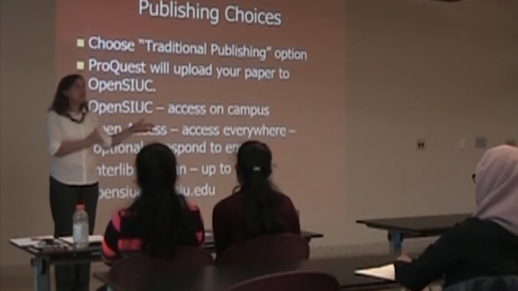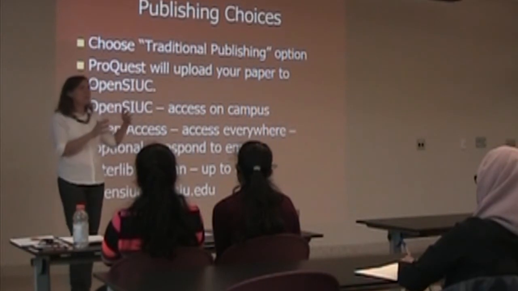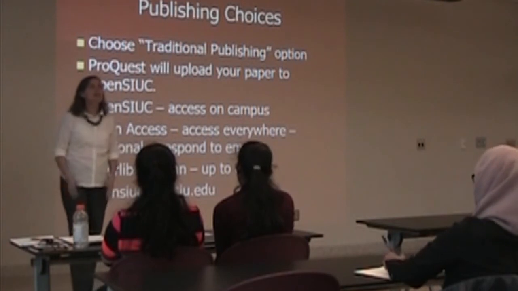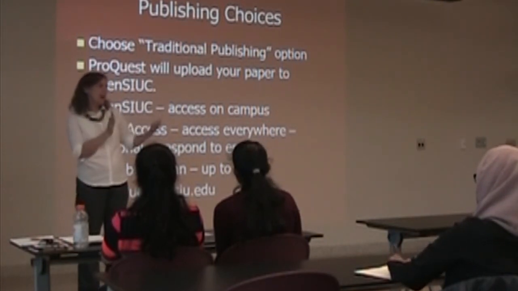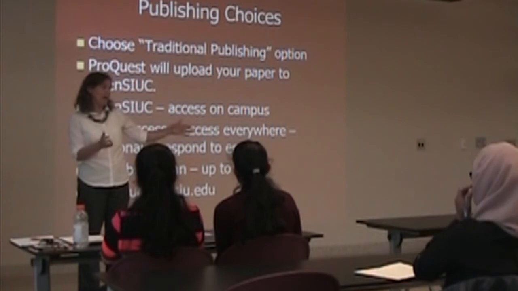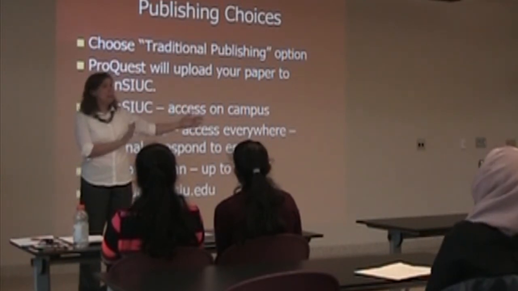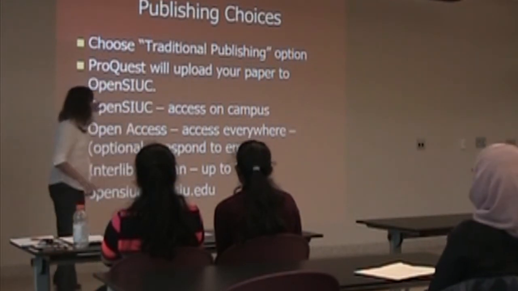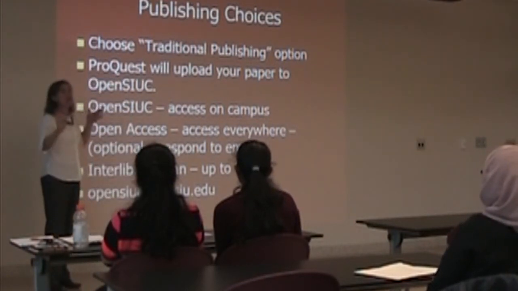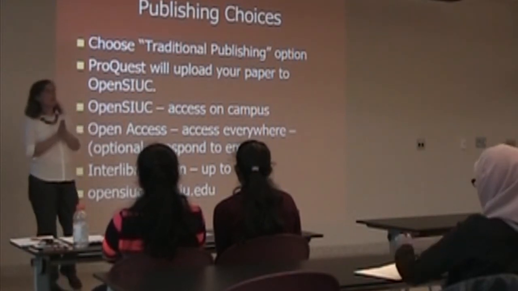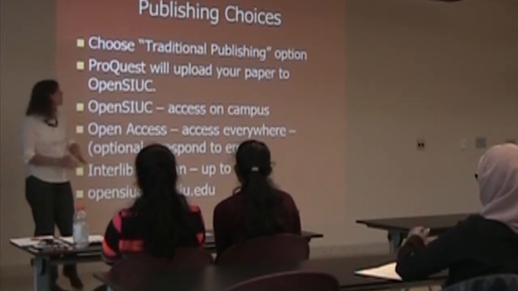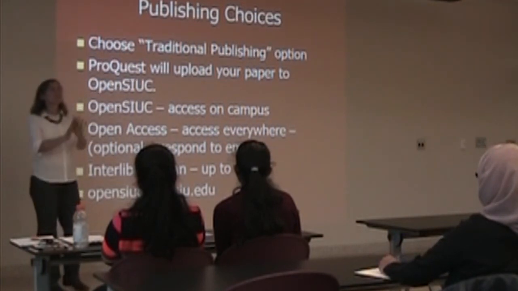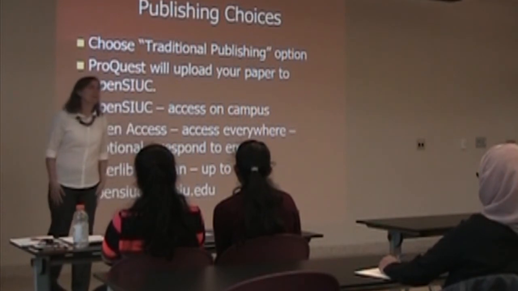Open access means that you're making your paper available out on the internet to the whole world. And if you want to have that available like that, ProQuest charges you $95 to do that. However, you can do the same thing through OpenSIUC and it's free. So that's why I don't want you to choose open access publishing. I want you to choose traditional publishing and allow OpenSIUC to make it available widely.